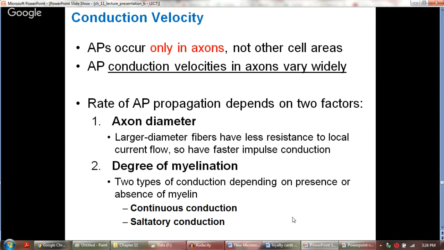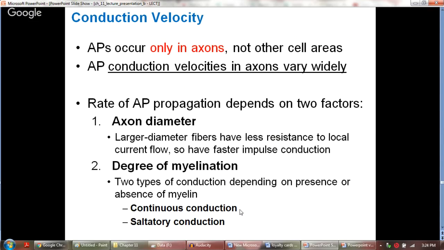The larger the diameter of the fibers, the less resistance they have, and the faster the impulse conduction. The other factor is the degree of myelination. There are two types of conduction depending on the presence or absence of myelin. So it could be continuous conduction or saltatory conduction.